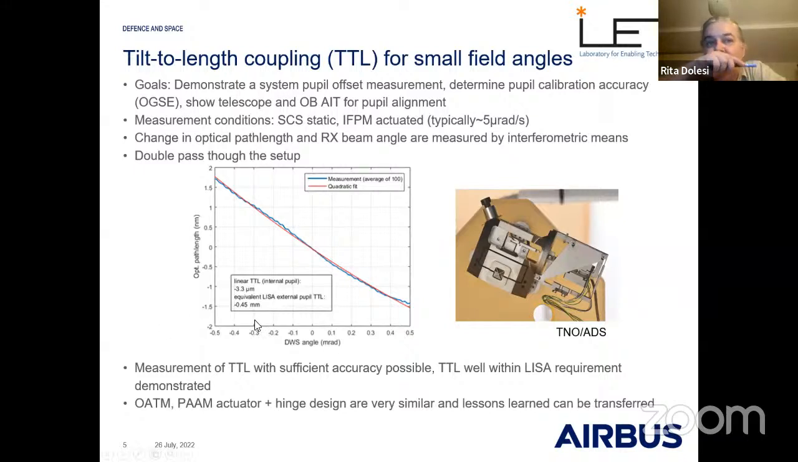Exactly. This shows that for the ORATM, for example, and the palm actuator, as well as for the hinge design, the lessons that we learn can be transferred to those, and the designs are very similar. These solid state hinges, Haberland hinges, are always used in combination with some bimorph piezo drive.